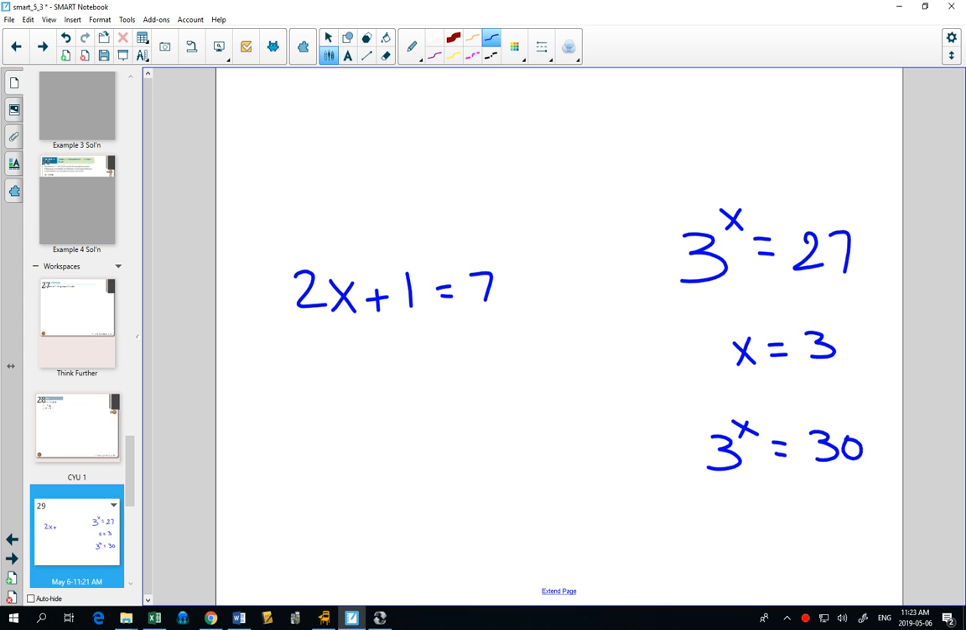2x plus 1 equals 7. What would you do with this? You have strategies. You subtract 1. Why? So you get that. Then divide by 2. You had a system to undo something. And you got x equals 3. You could have probably guessed and checked and figured out that it was 3.